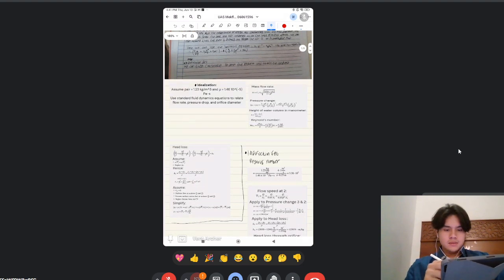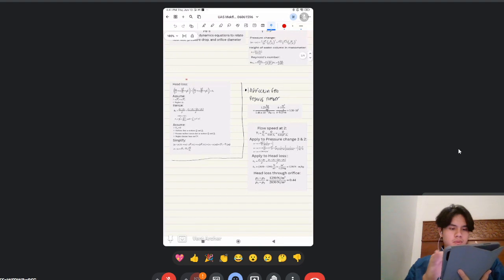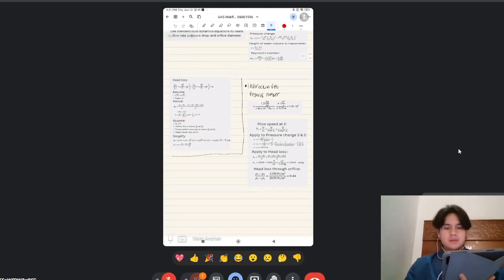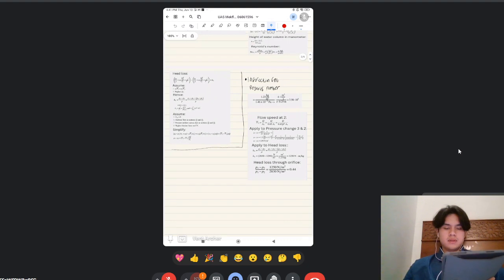Here is the formula for mass flow rate, and then we'll also use the formula for pressure change and the height of the column in the manometer, and also the Reynolds number formula. And here's the formula for head loss, where we can neglect delta z and assume alpha 1 V1 squared equals alpha 3 V3 squared. Hence the head loss is this, and these are all the assumptions and simplifications that we'll make. Then we'll move on to the solution.